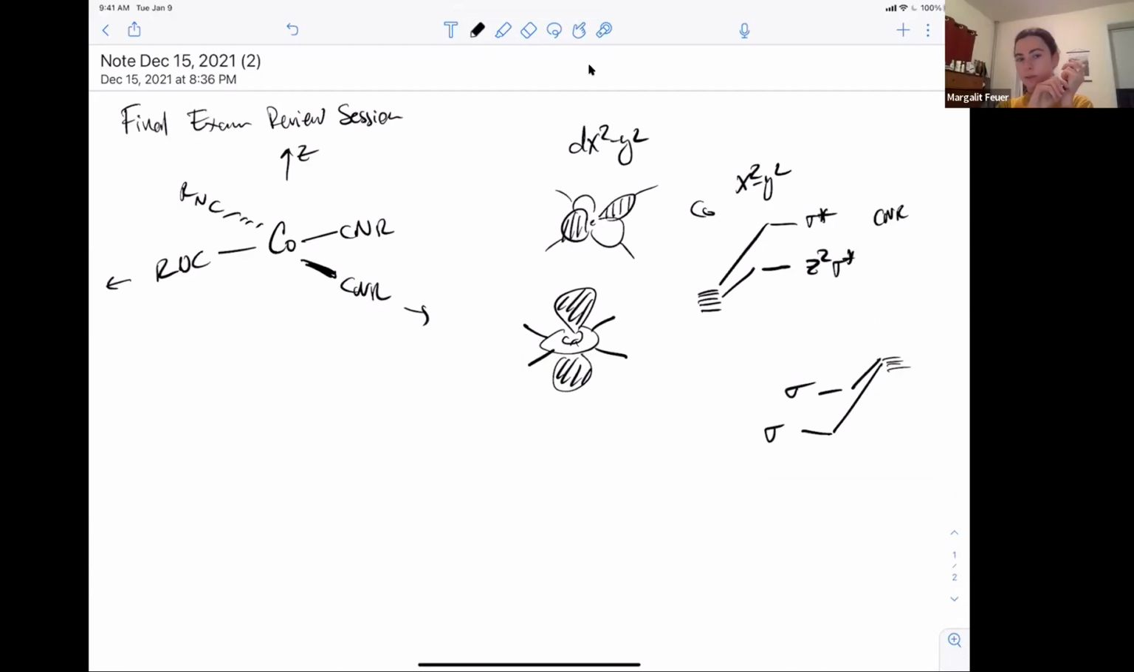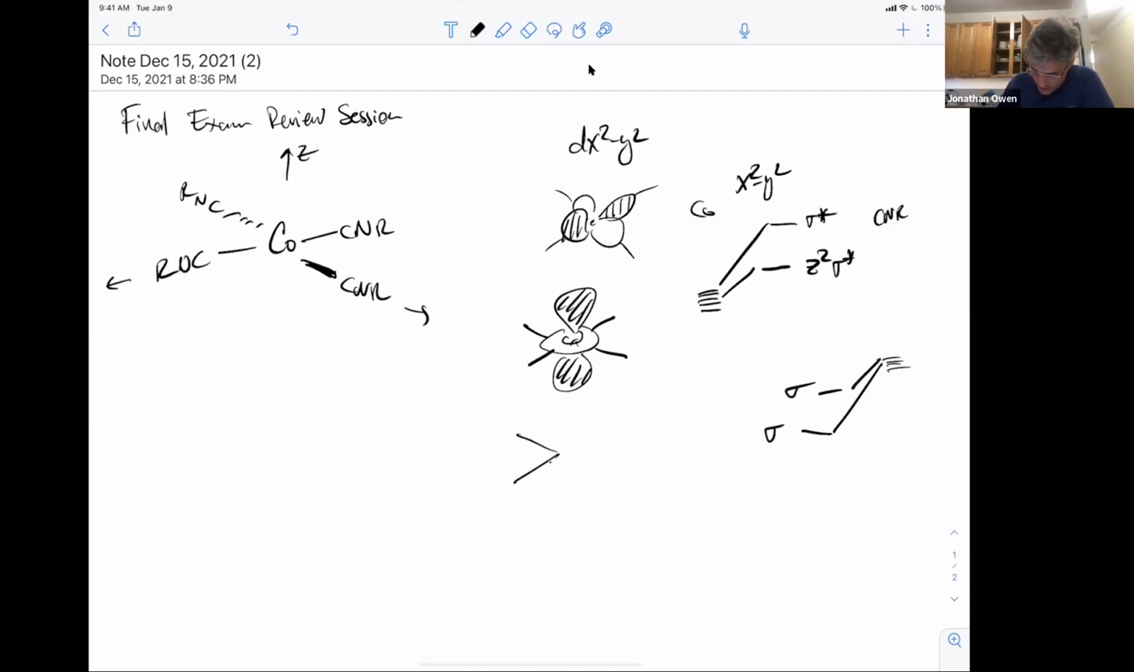XZ and YZ are the same, which we also know from the character table. That's right. Z is different. Yeah, XY is different. XY is the one that's between the four ligands, right? So if you have the four ligands, the XY orbital is the guy that's in between. And that means that it has pi interactions with all four of the cyanides.